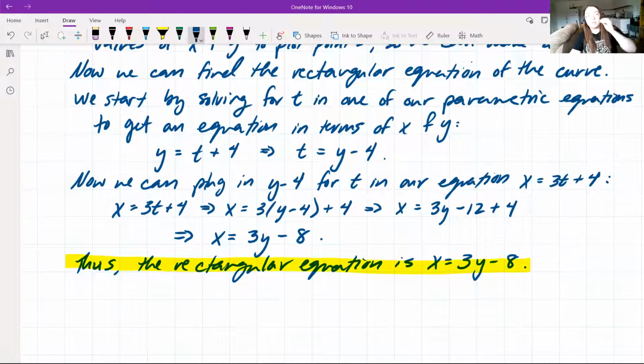You could also solve this for y. Your answer would still be correct if you solved it for y. If you did solve it for y, in this case, it would end up being y is equal to 1/3 x minus 8 over 3. So definitely not as nice looking as if we use x is equal to 3y minus 8, but also correct as well.